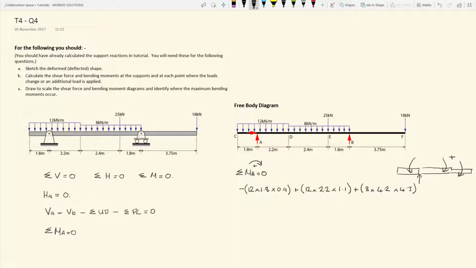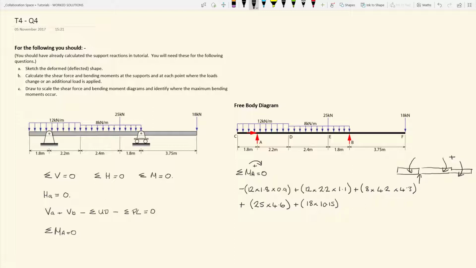So that's taken care of all our UD loads. Next we could consider the 25 kilonewton load. Again, that is acting in a positive direction, so it's acting clockwise. So it's plus 25 times its lever arm, 4.6. And the last load to consider is the 18 kilonewton point load to the end of the right hand cantilever. Again, that is clockwise, so it's going to be plus 18 times its lever arm, 10.15.